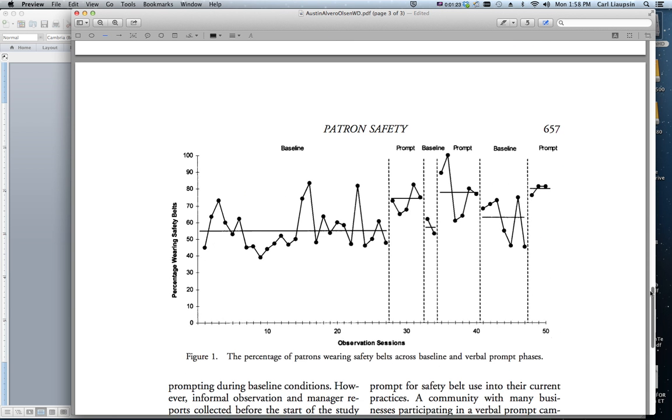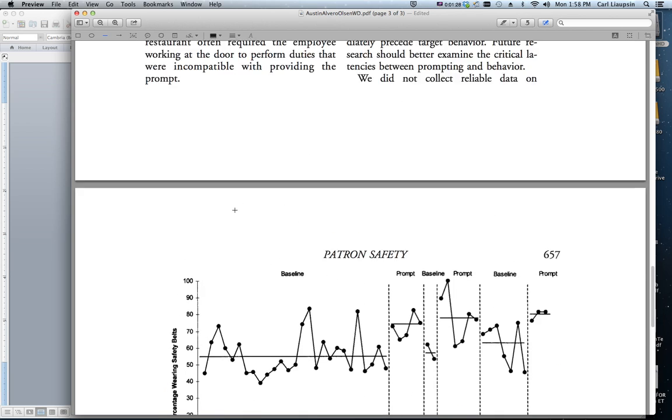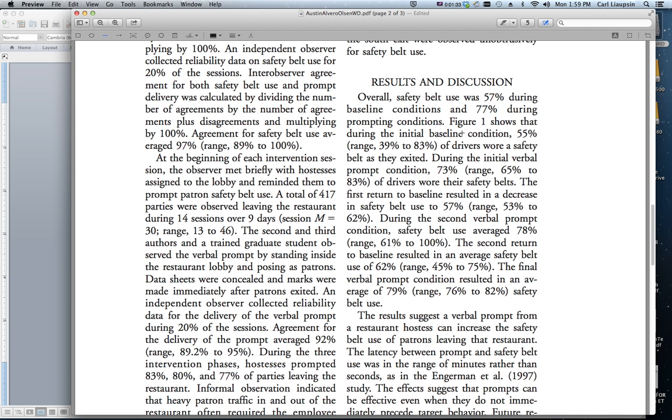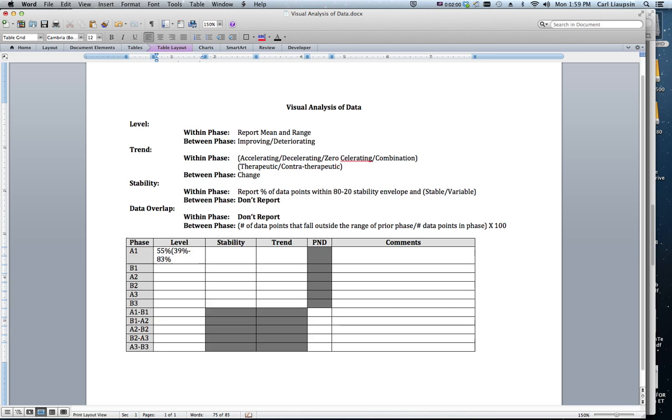So back in our study, they already have mean lines drawn in here, and if you don't want to calculate the mean yourself and double check them, you can go to the results section. They're going to tell you the mean and the range because that's what's reported. So figure 1 shows that during initial baseline condition, 55% of drivers wore a safety belt as they exited. The range 39 to 83. So it's 55%, 39% to 83%.